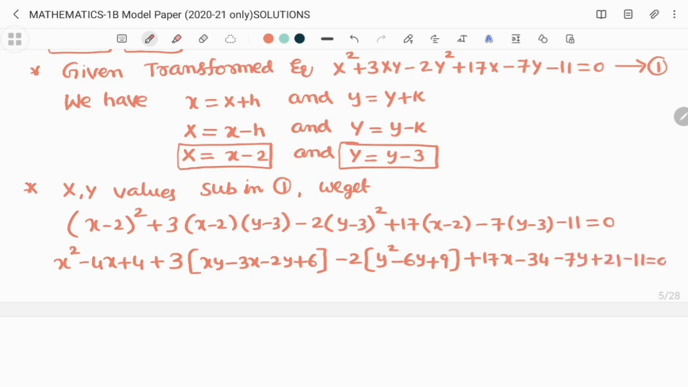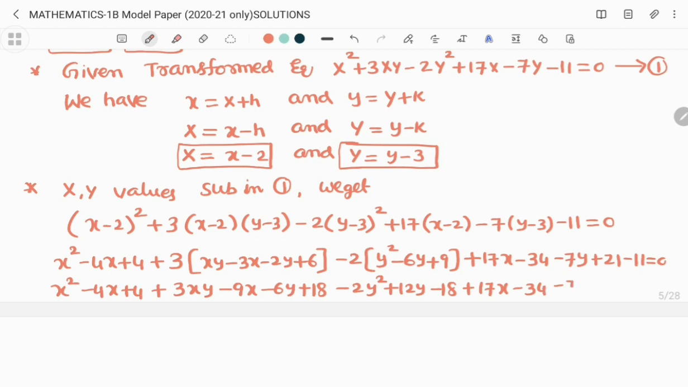equal to 0. So x square minus 4x plus 4, each and every term multiplying by 3, 3xy minus 9x minus 6y plus 18 minus 2y square plus 12y minus 18 plus 17x minus 34 minus 7y plus 21 minus 11 equal to 0. So now here minus 18 plus 18 get cancelled.